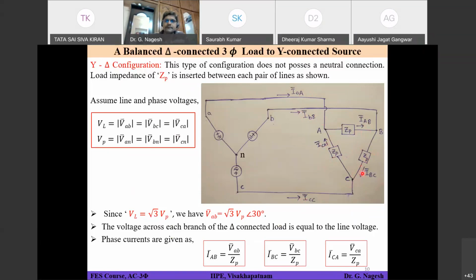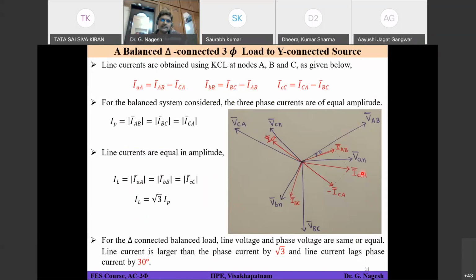Right. So in a star connected system, whether it's a source or load, line voltage is not the same as phase voltage. Line voltage will be root 3 times more than the phase voltage, and line voltage phase angle will be plus 30 degrees with respect to phase voltage. In a delta connected system, voltages are same. Line voltage and phase voltage are same.